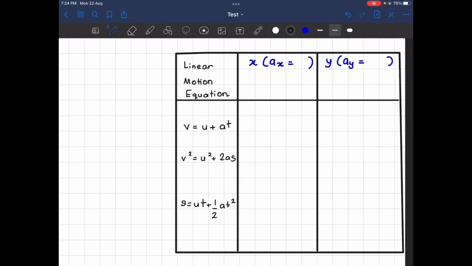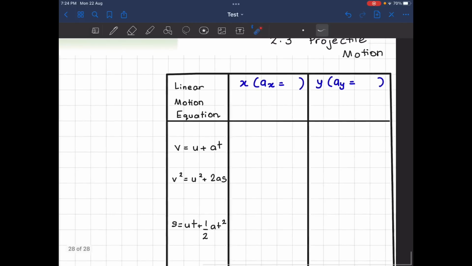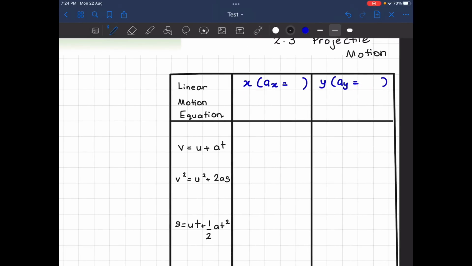Okay, so I am going to convert all of these equations into X and Y component. As we all know, di X component, the acceleration would be 0. So kita tiada acceleration di X component. But di Y component, we have the acceleration, iaitu acceleration due to gravity. Disebabkan gravity sentiasa ke bawah, so it will be negative downwards, and we know that the value of G is negative 9.81 ms negative 2.